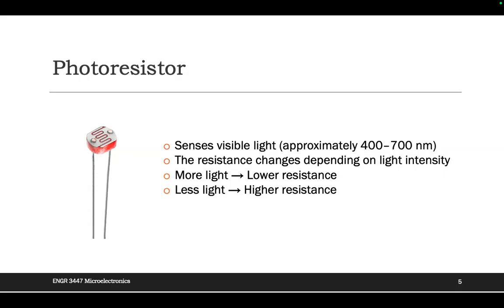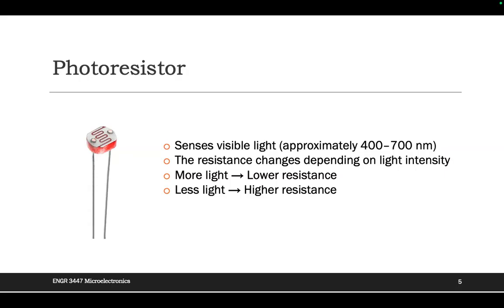If you learn college physics, you learn about light, and light has a wavelength, usually a specific wavelength that you can see with your eye. That makes sense to you? Do you remember it from college physics? Actually, this photoresistor can sense visible light, approximately 400 to 700 nanometers.